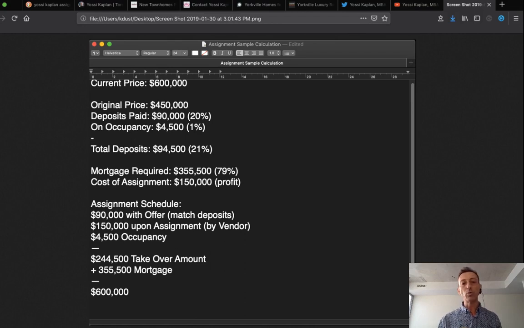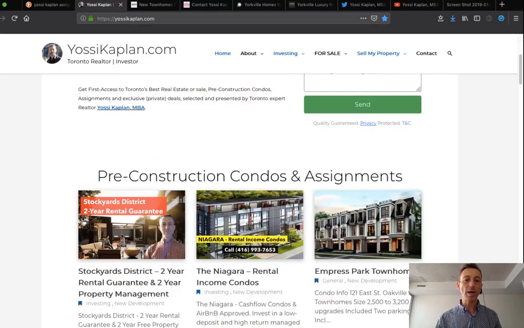Again, there are no rules how to do an assignment. You just do the math, and then you have to discuss and agree on the schedule. That's when you negotiate. That's when you need an experienced real estate agent to help you structure this deal. And I've got to tell you guys, I work with a lot of lawyers too, and not all the lawyers understand the subtleties of doing an assignment. So the good thing is that I'm here and I can help you.